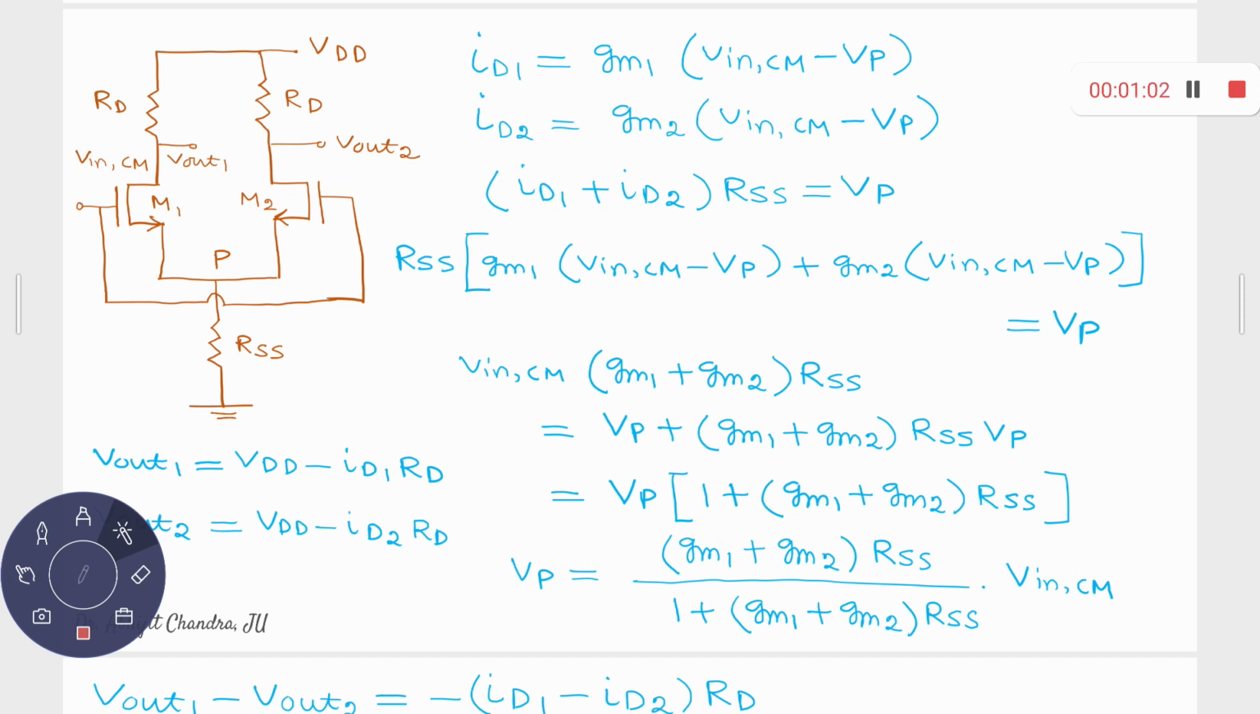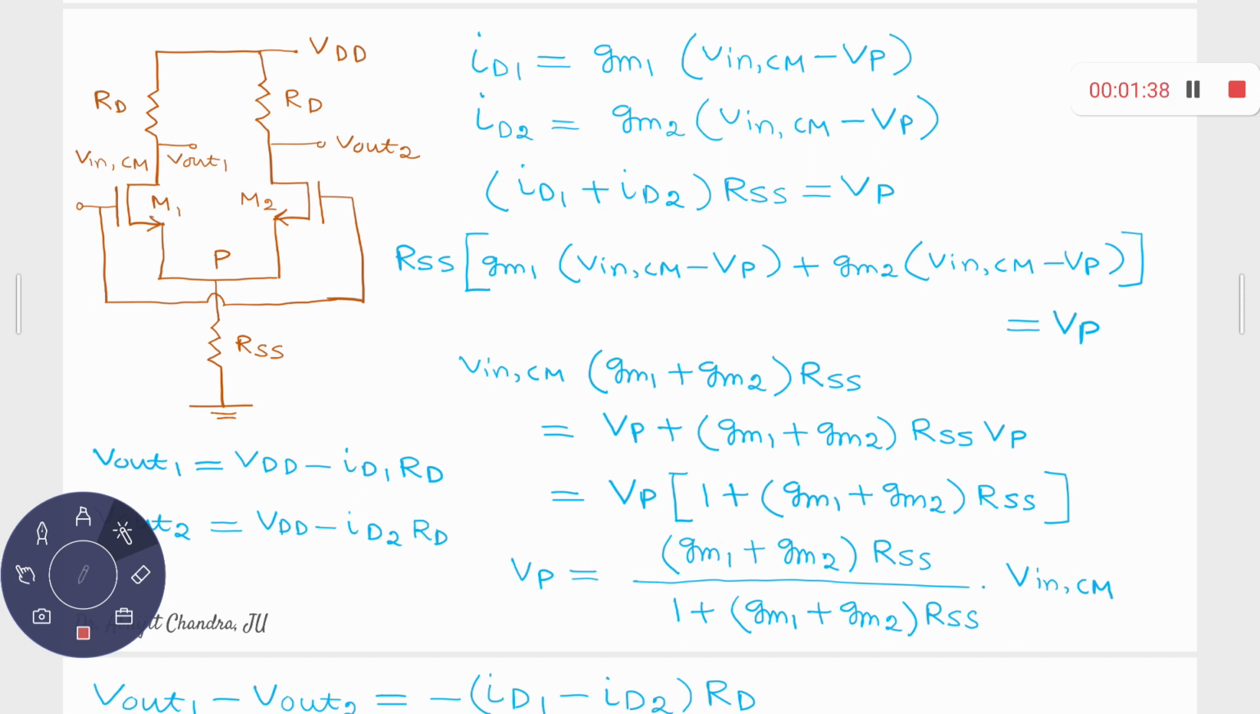It was obtained as minus Gm times RT. You have also noticed that when both gates of M1 and M2 have equal voltage, that means they are supplied with Vin,CM, a constant fixed value, then Vout1 and Vout2 are the same. With ISS going through the tail, ISS by 2 flows in both MOS devices, so Vout1 equals Vout2 equals VDD minus ISS by 2 times RT.